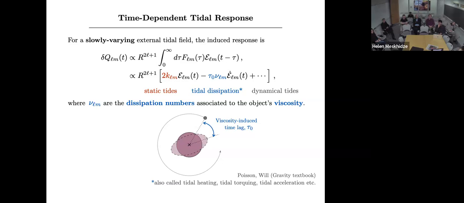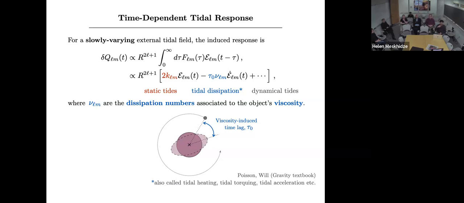Where at leading order, you restore the static tidal term that I showed earlier on, but now there's a new correction to the tidal term, which is proportional to E dot, the time derivative acting on the external tidal field. And this is tidal dissipation. It has many names: tidal heating, tidal acceleration, and so on and so forth.